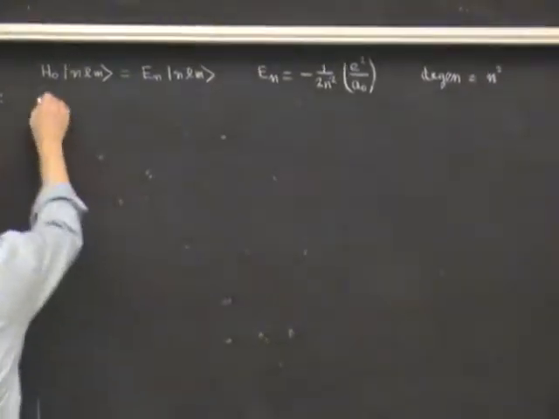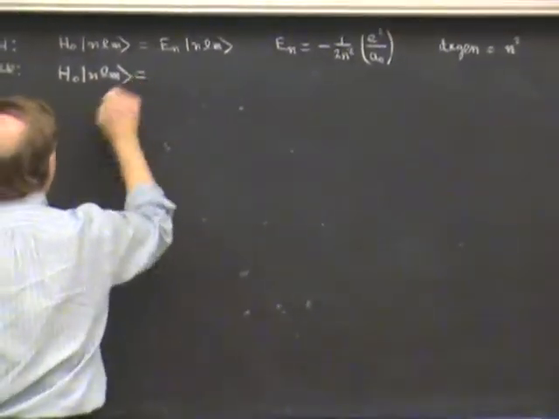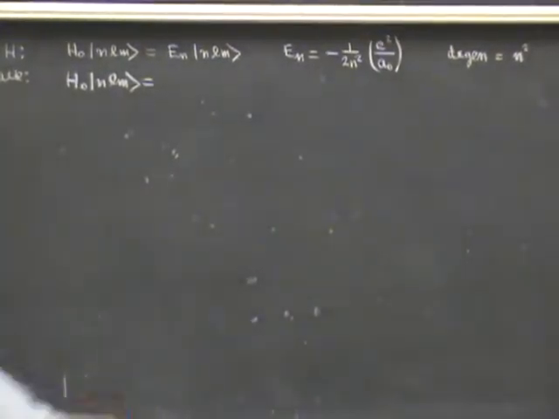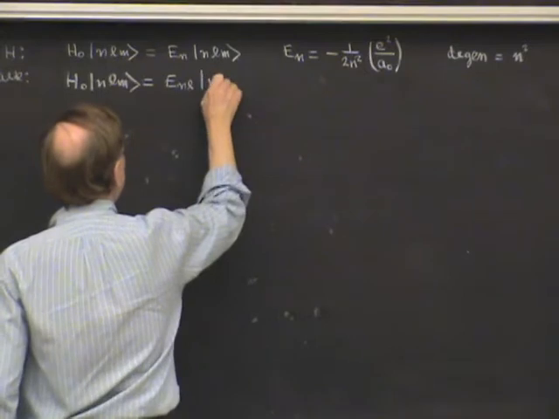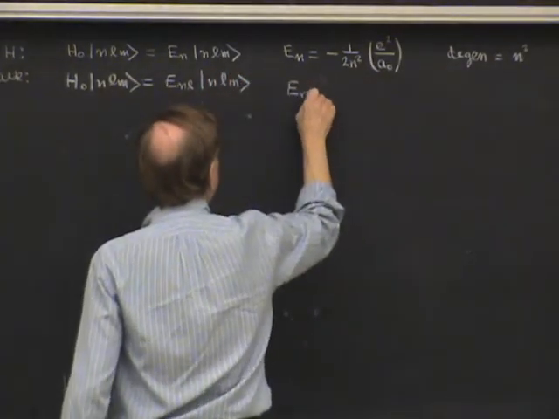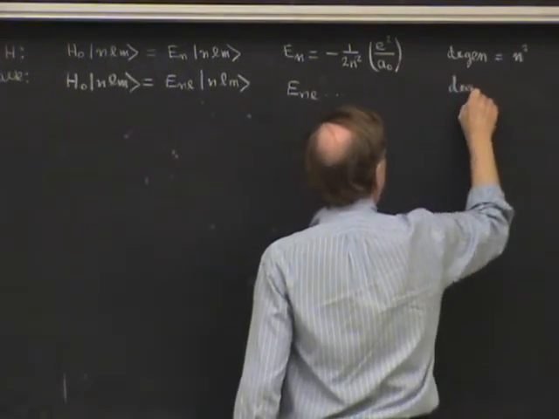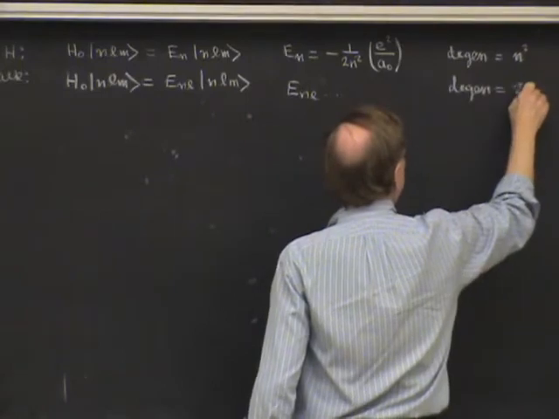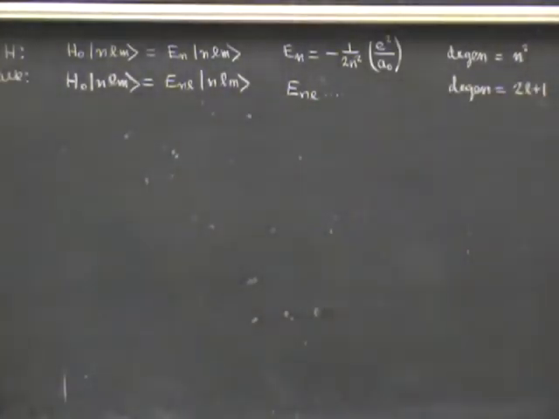In the case of the alkali, if we let the Hamiltonian act on the eigenstate, we get an energy that depends on both the n and l quantum numbers, although naturally not the magnetic quantum number. There is no formula for energy E_nl. You can't write a formula for it. But you can certainly say what the degeneracy is. It's 2l plus 1, coming from the fact that the energy doesn't depend on the magnetic quantum number. I think all this should be reviewed.